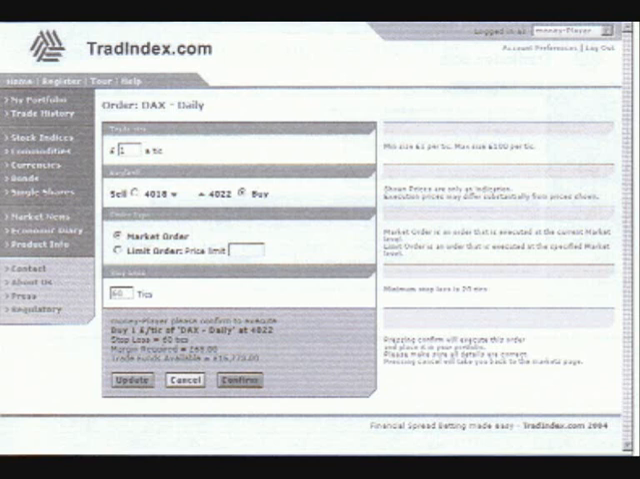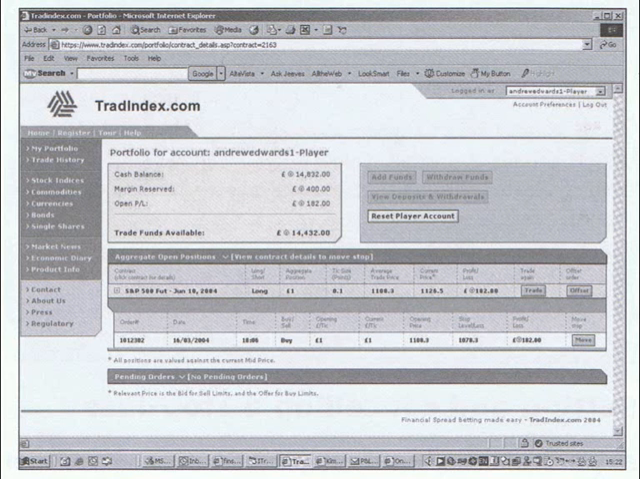OCO, one cancels the other. Two orders are left, but the first one to be executed cancels the other. Now this OCO is this. You buy shares for 400. You buy some more shares for 450. One will cancel the other, whichever one's good for you.